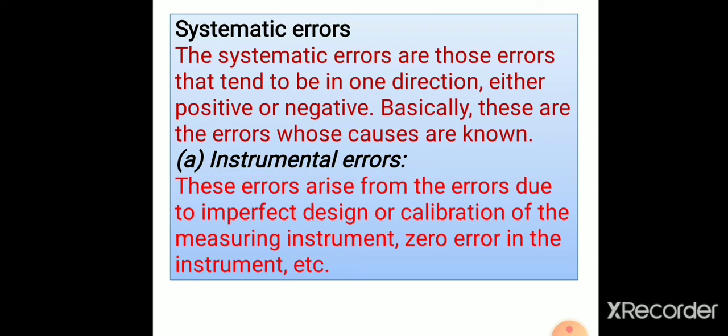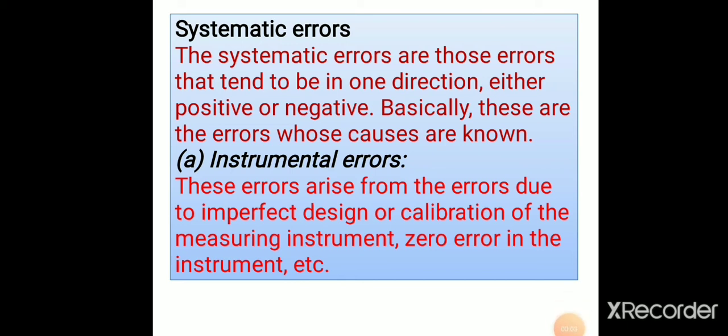Or in other words, the systematic errors are those errors that tend to be in one direction, either positive or negative. That is, sometimes the value will be always more than the correct value or true value, or it will be always less than the correct value or true value. Basically, the types of systematic errors are the following. First one is instrumental error, and this error arises from the errors due to imperfect design or calibration of the measuring instrument.